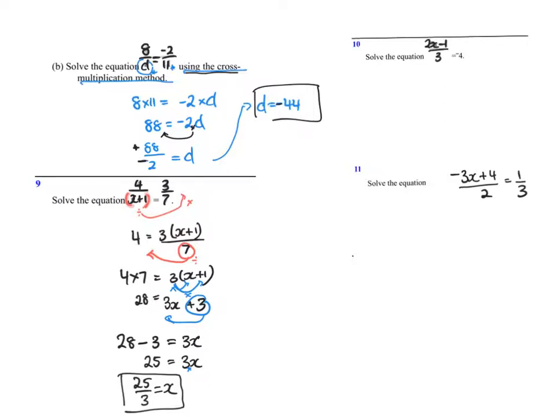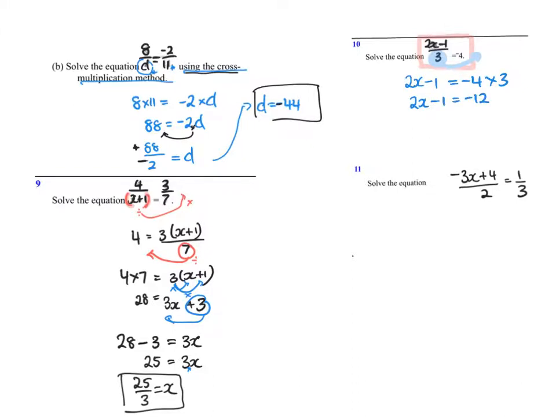Okay, moving up here to number 10, where we have this one. So we want to get the x by itself. So I'm going to move this 3, which is dividing, over the equal sign. So I do that, I'm left with 2x minus 1 equals negative 4 times 3. So just tidy that up, because negative 4 times 3 is negative 12.